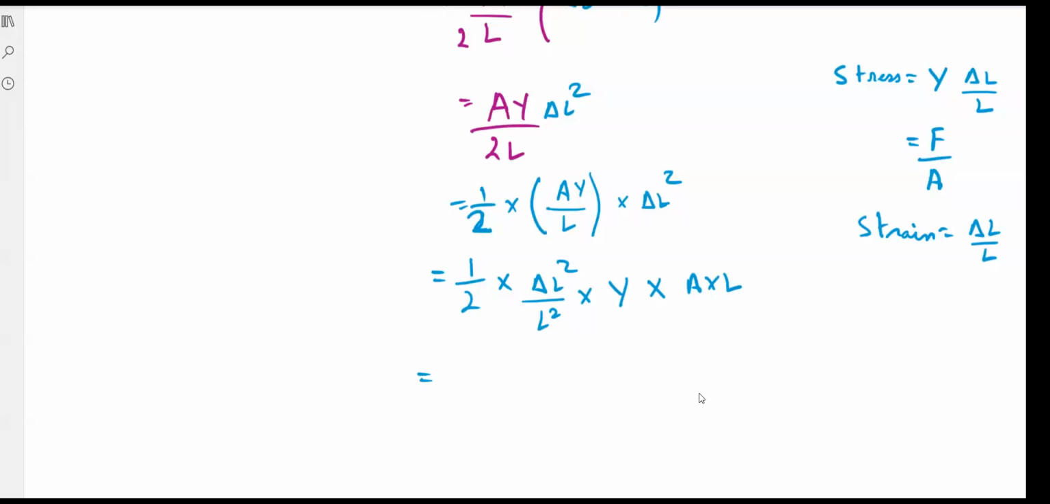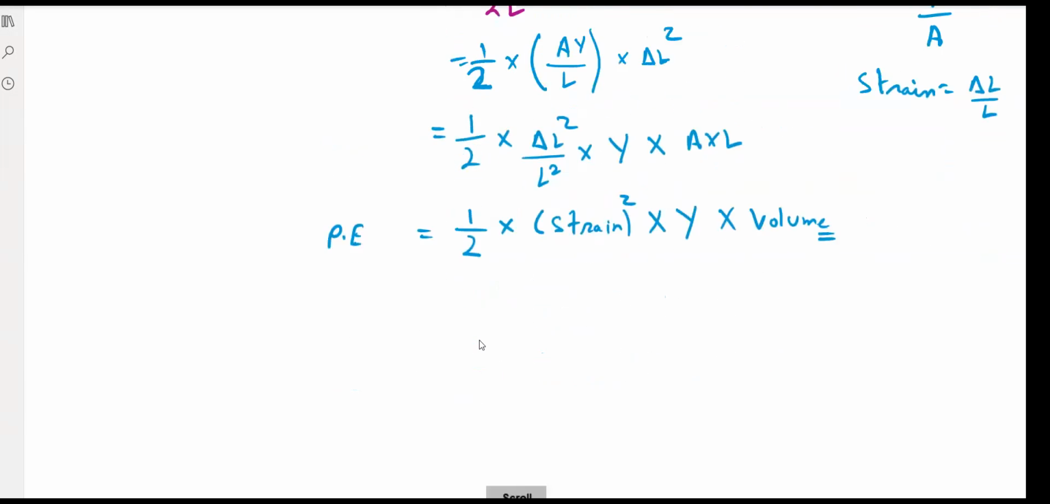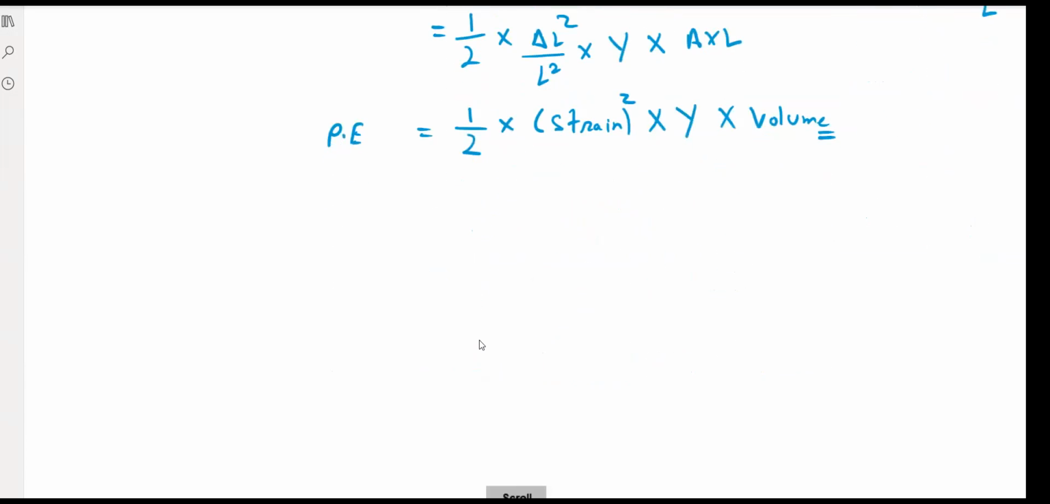So what is this delta L by L? Sir, is it strain square into Young modulus into volume? Area into length is volume. Yes or no? This is what? Potential energy. Okay, right? So can I say, sir, potential energy per unit volume is equal to half into Y into strain square? Yes or no?